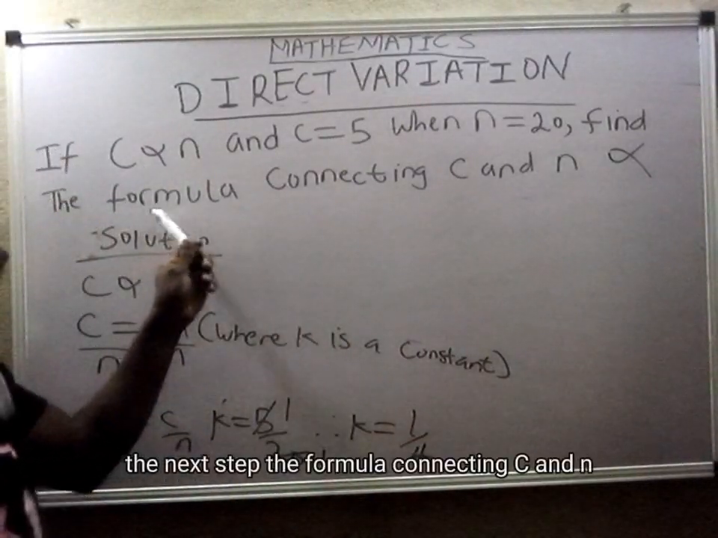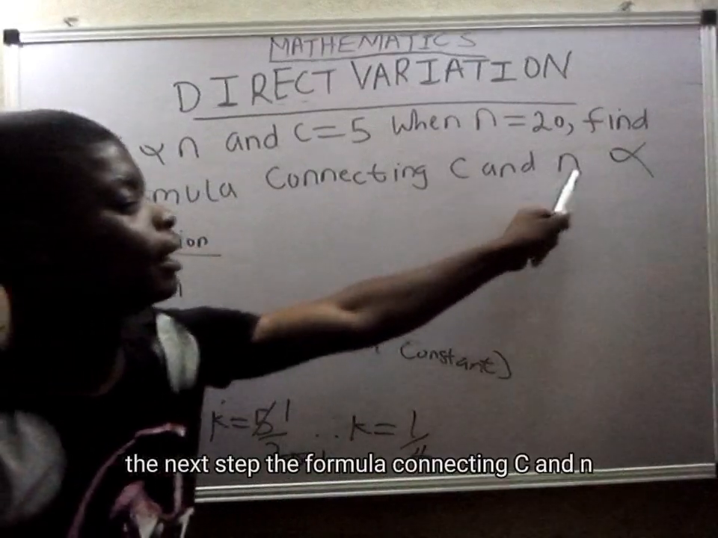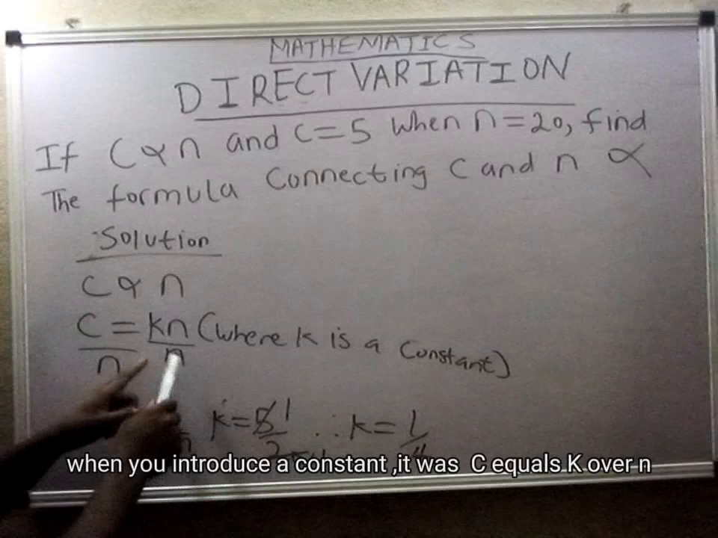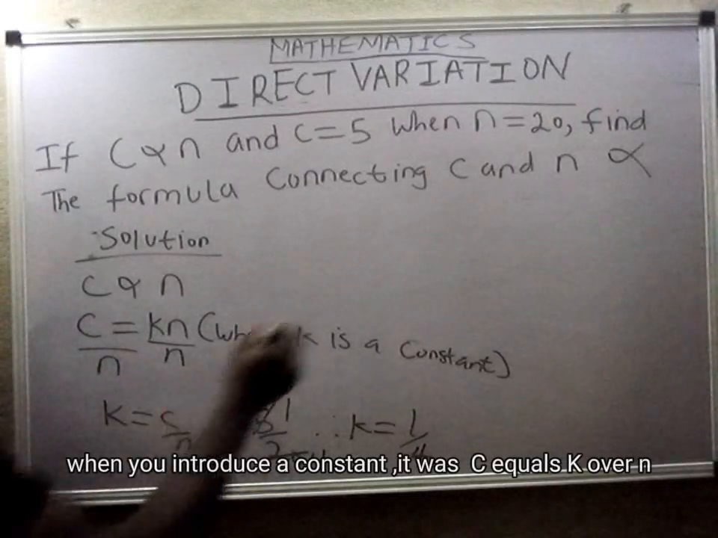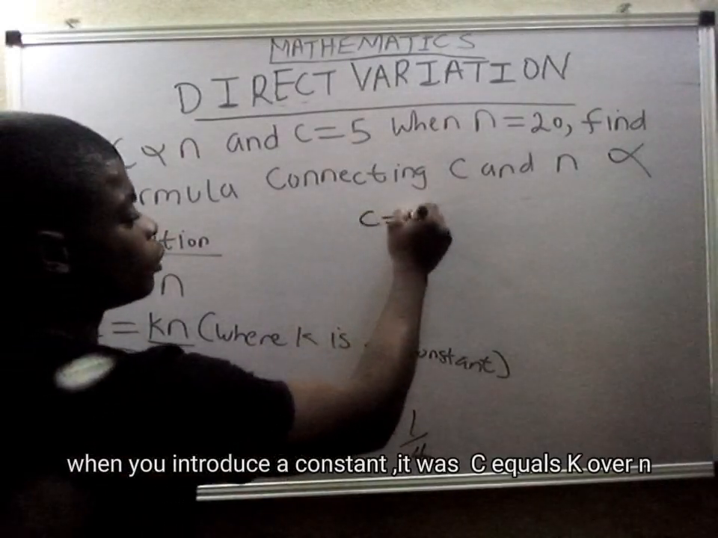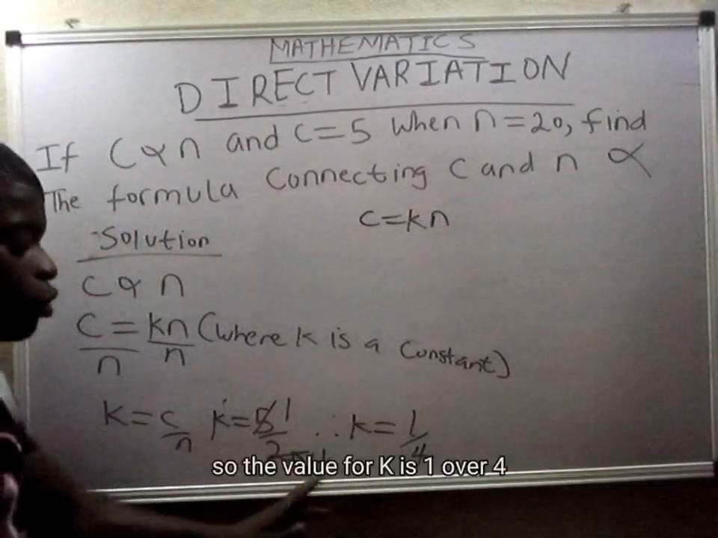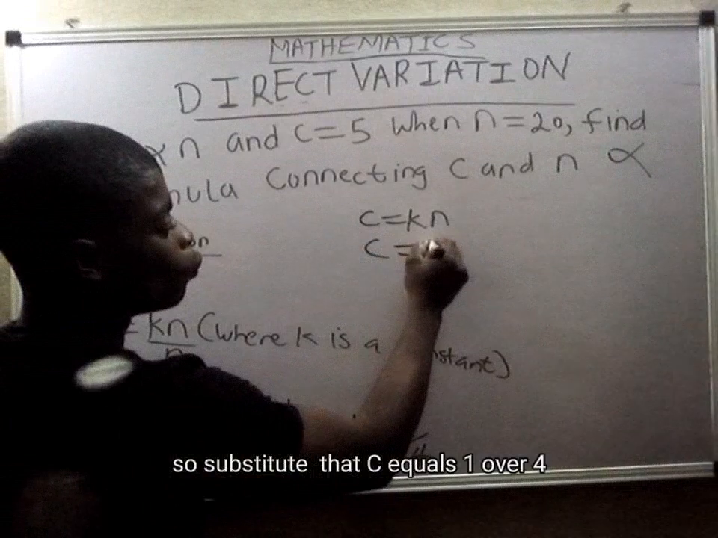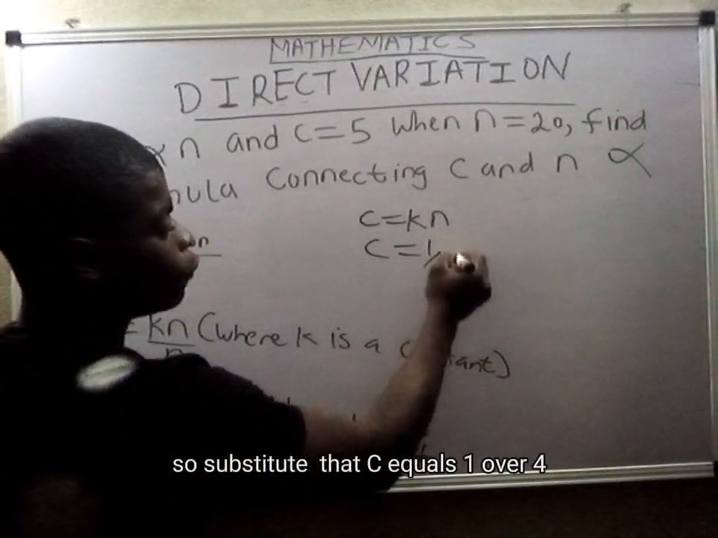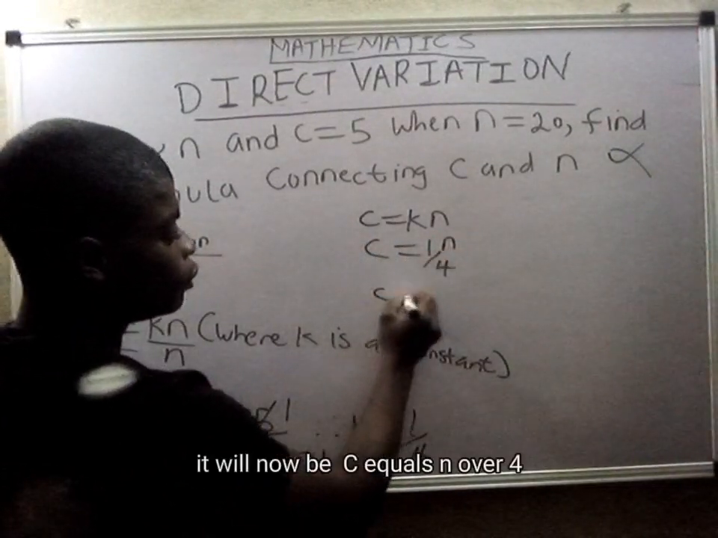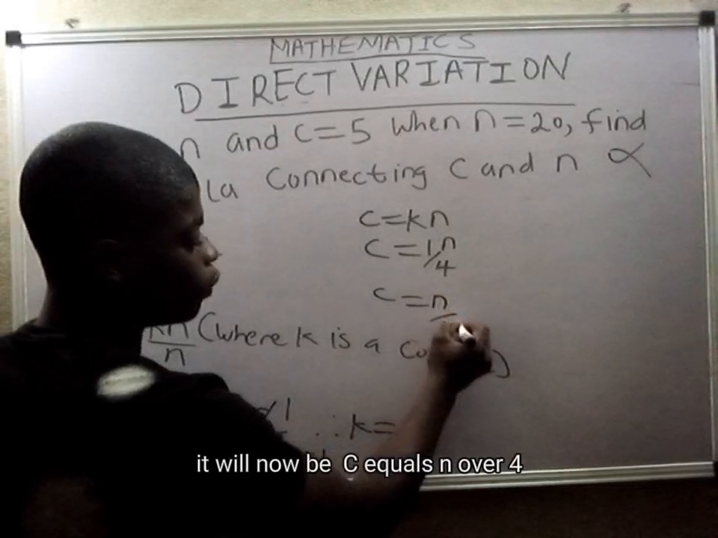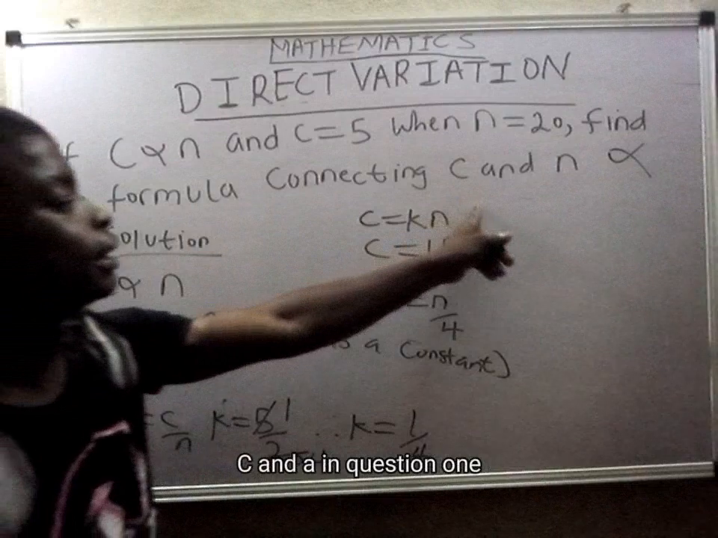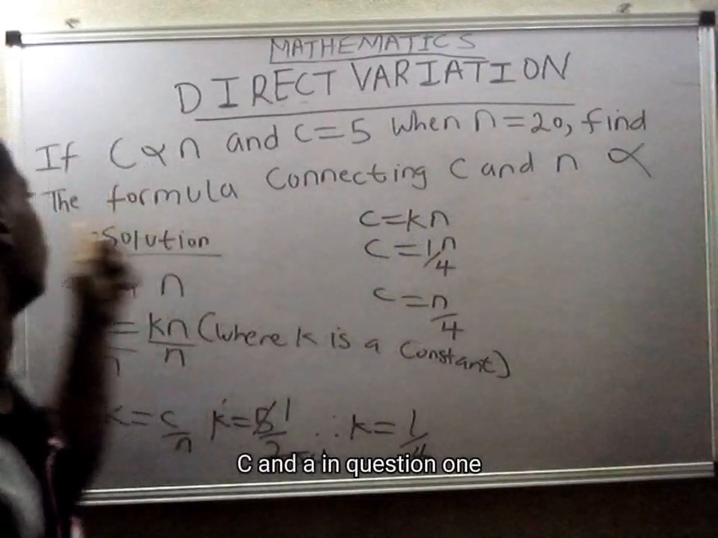The next step, the formula connecting C and n. Go back to the stage where you introduced a constant. It was C equals Kn. So the value for K is 1 over 4. So substitute, so that C equals 1 over 4 n. Then it will now be C equals n over 4. So this is the relationship connecting C and n in question 1.